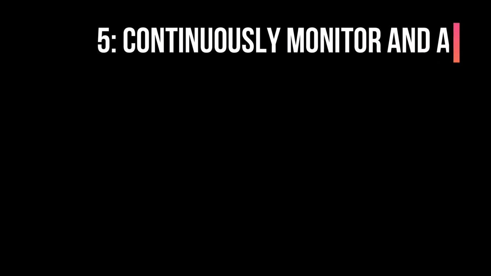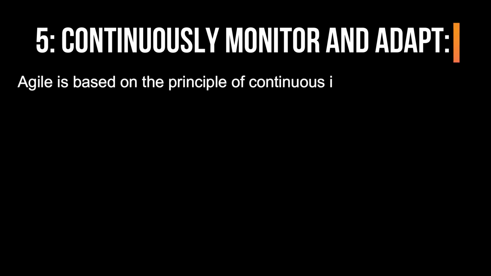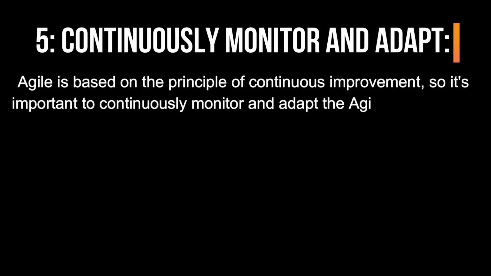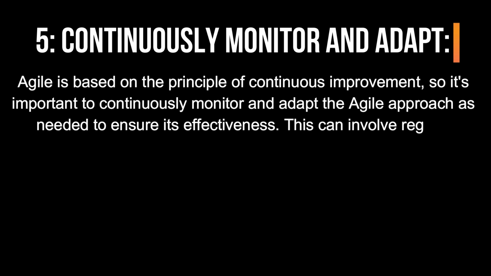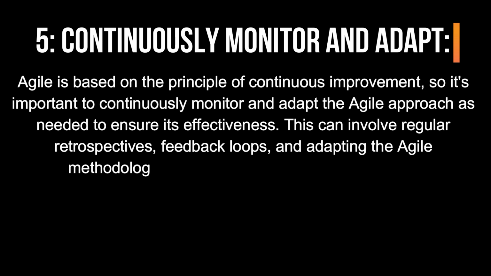5. Continuously monitor and adapt. Agile is based on the principle of continuous improvement, so it's important to continuously monitor and adapt the Agile approach as needed to ensure its effectiveness. This can involve regular retrospectives, feedback loops, and adapting the Agile methodology to fit the organization's unique needs.